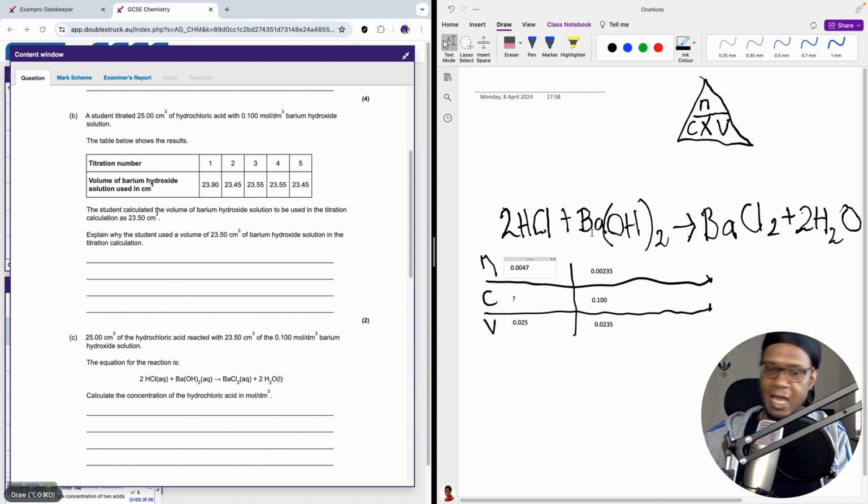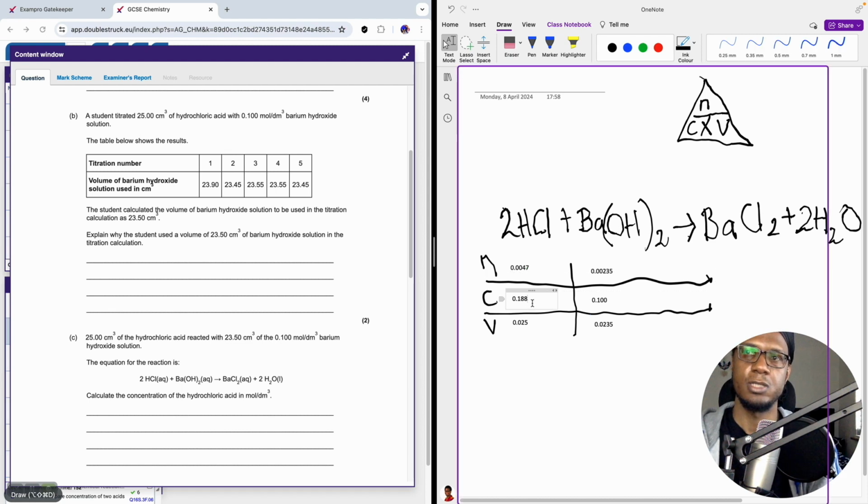Now I only have one unknown here, so I can complete my calculation. Concentration is equal to number of moles over volume. So that is 0.0047 divided by 0.025, which gives us an answer of 0.188. And our units are in mol/dm³. So 0.188 mol/dm³, and you'll notice that that's 3 significant figures.